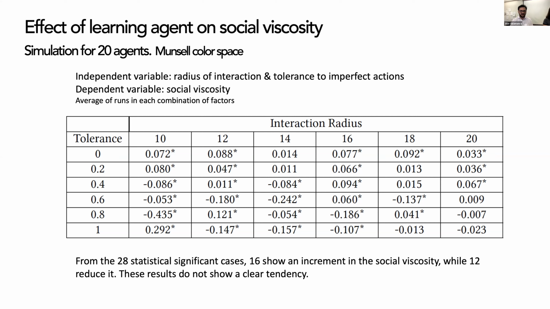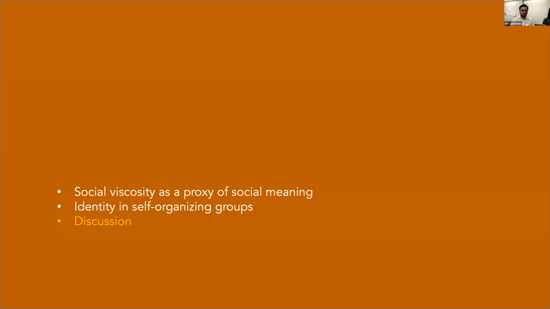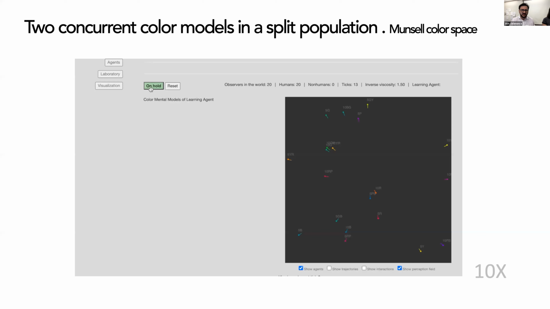We know that it's an effect of learning, and the participation of learning agents in the social group has an effect on the viscosity that in some cases forces agents to adapt themselves more, in other cases reduces that adaptation. So we are interested now in what happens if we have a split population. So let's say half of the agents have Newton's color model, and the other half has a different color model. What's going to be the learning process? What is that agent going to learn? Is it going to do a syncretism between the two models, or is it going to develop something new? Is it going to be equally acceptable? So we are in that stage.